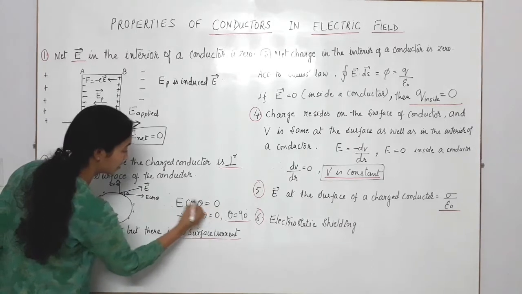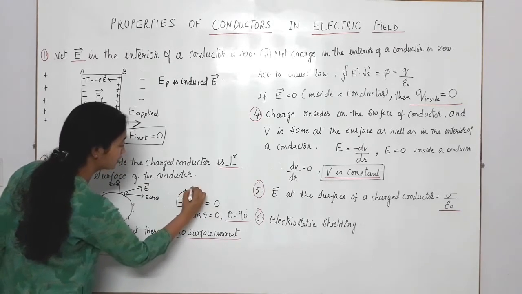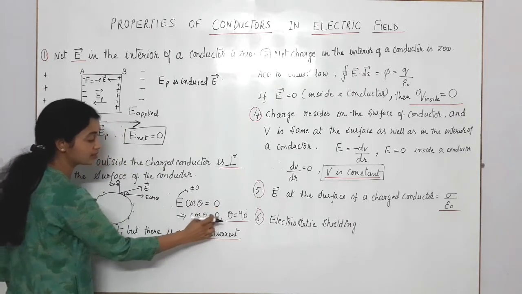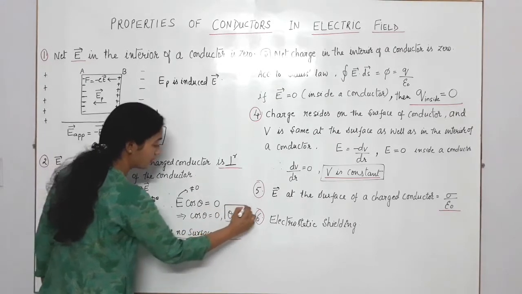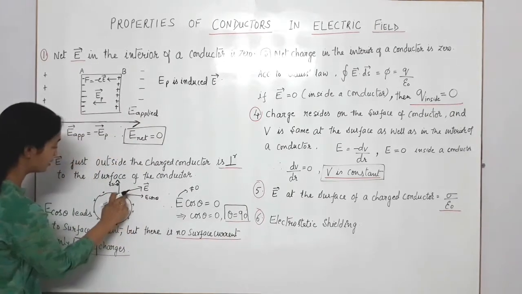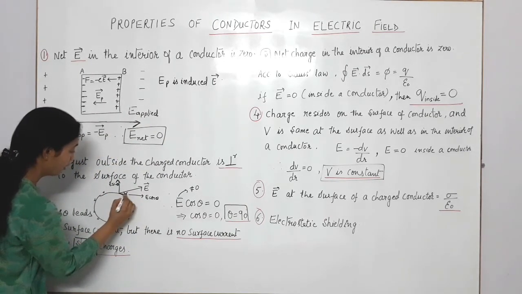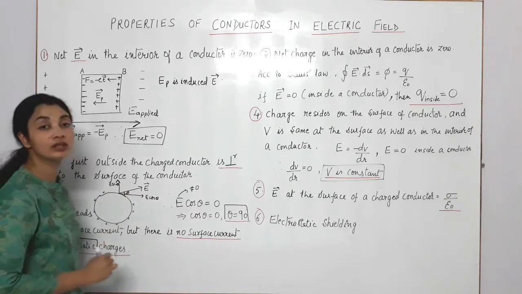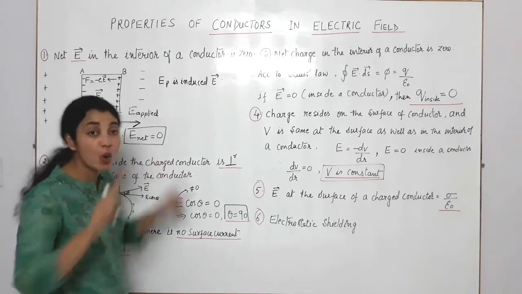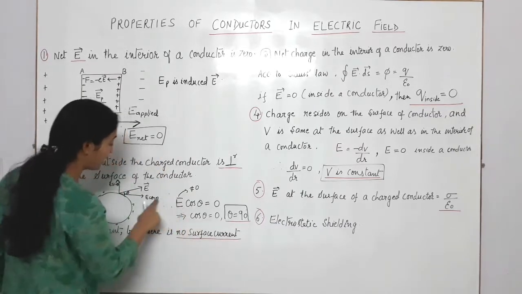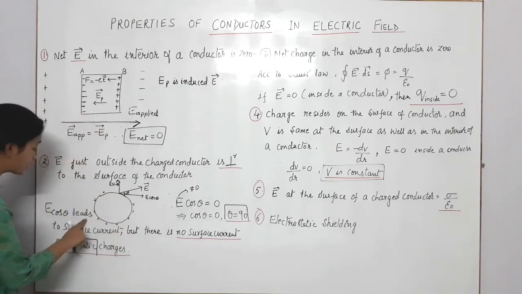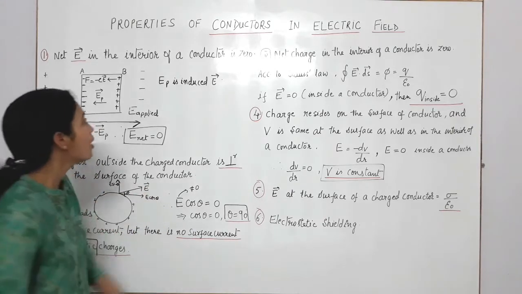So if the surface current is 0, that means the E cos theta component should be 0. If E cos theta is 0, we know that E is not 0. That means cos theta should be 0. If cos theta is 0, then 100% theta should be 90 degrees. What is this theta? Theta is the angle which the electric field is making with the surface of the conductor. That means the electric field can have no other angle other than 90. It should be at 90 degrees to the surface of the conductor. Otherwise, this will lead to a situation of surface current which is not possible.